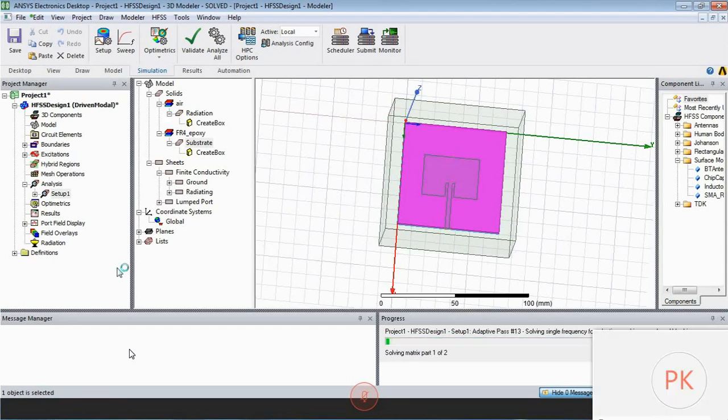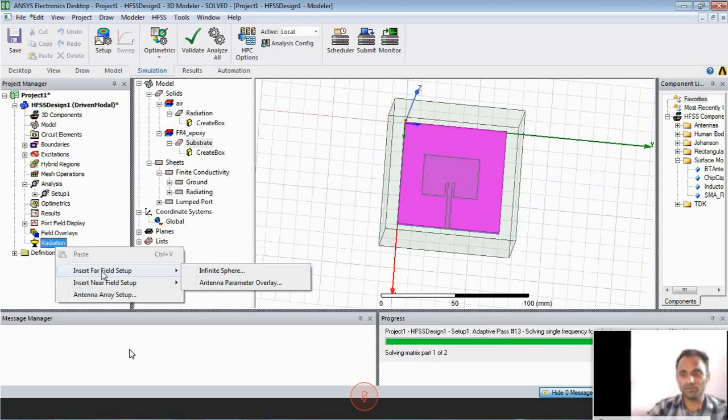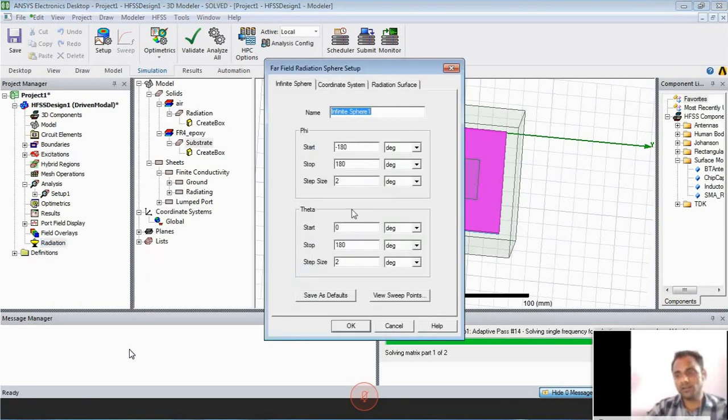Before going to the results, we give a radiation condition. For the radiation condition, we insert a far field. If you go for an open region condition you would have to enter these things, but you would need to calculate the radiation box dimensions, so we only insert the far field condition. I'll give insert here. Here I am taking everything as set. Just put OK.